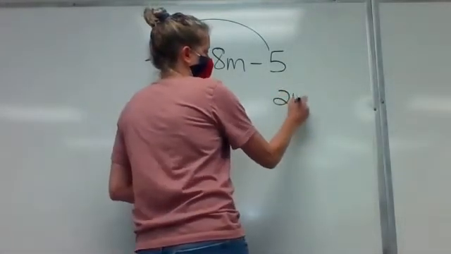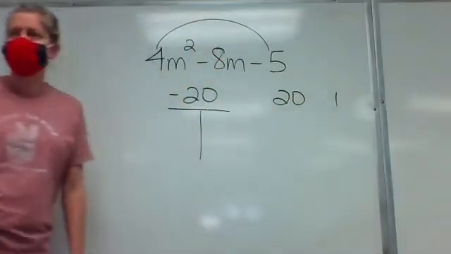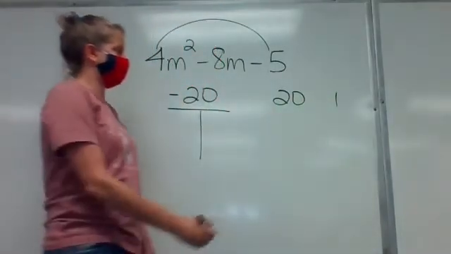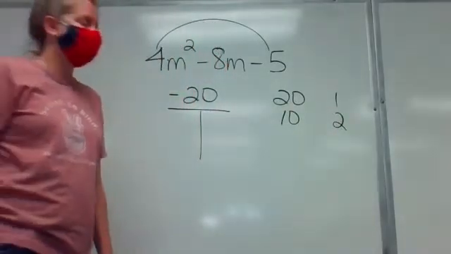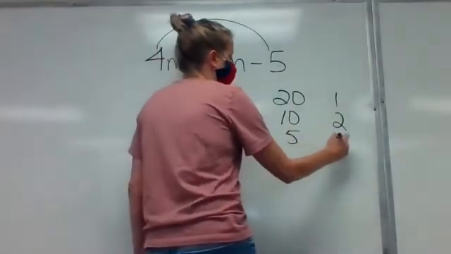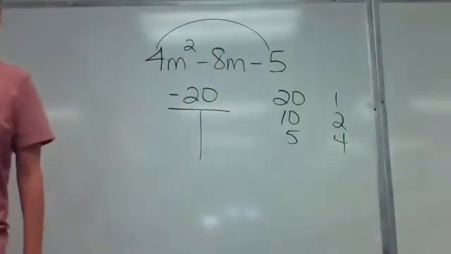I always start off with the number that I'm trying to get times 1. Let's see. 10 times 2 gives me 20. What else? One more. Good. 5 times 4 also gives me 20.